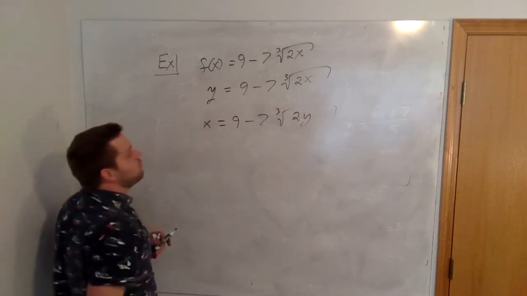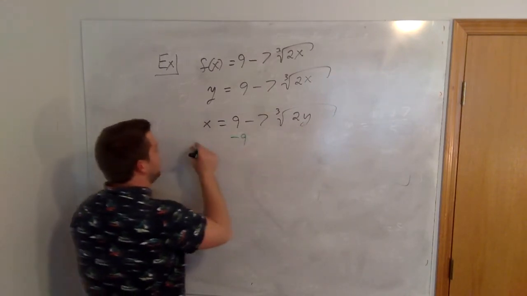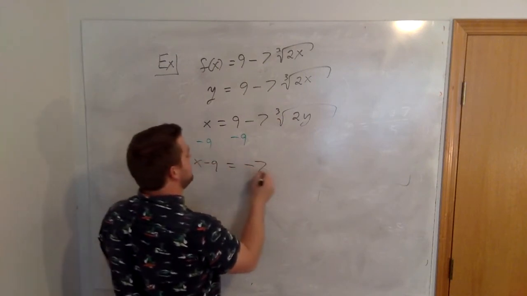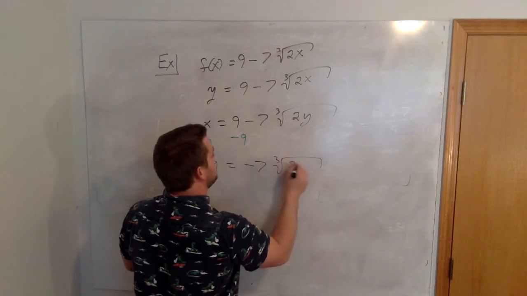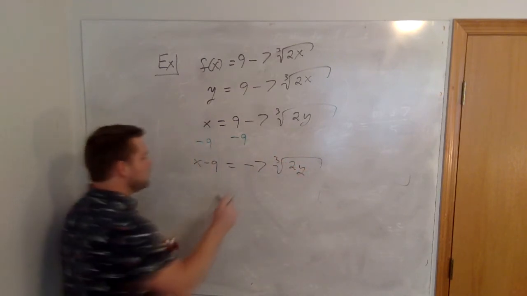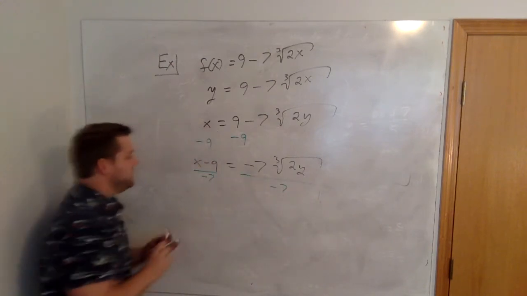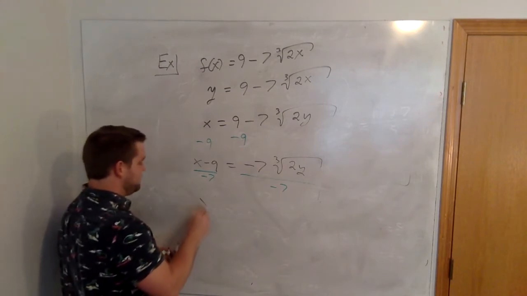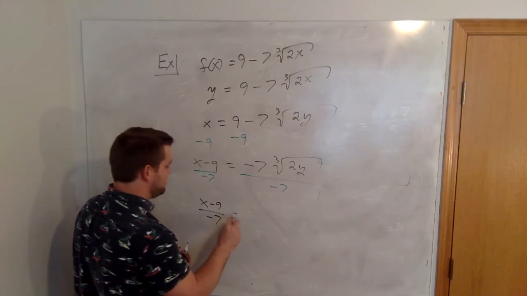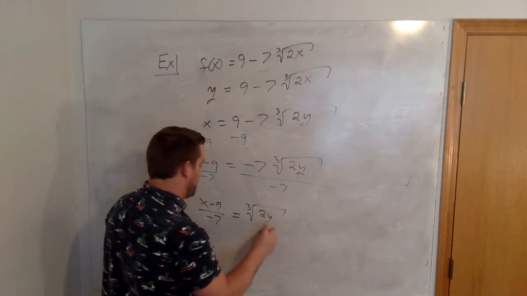And now we want to solve for y, and I want to isolate this cube root piece. So we'll subtract 9 from both sides. So we'll get x minus 9 is going to be equal to negative 7 times the cubed root of 2y. Okay, we'll go ahead and divide both sides by negative 7. So we're going to get x minus 9 all over negative 7 is going to be equal to the cubed root of 2y.